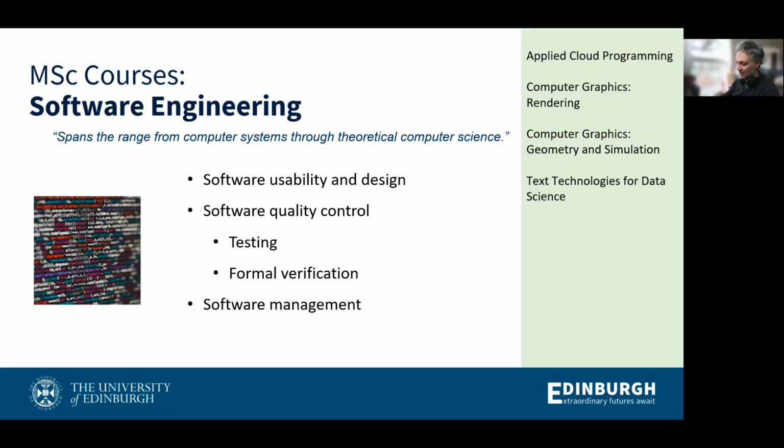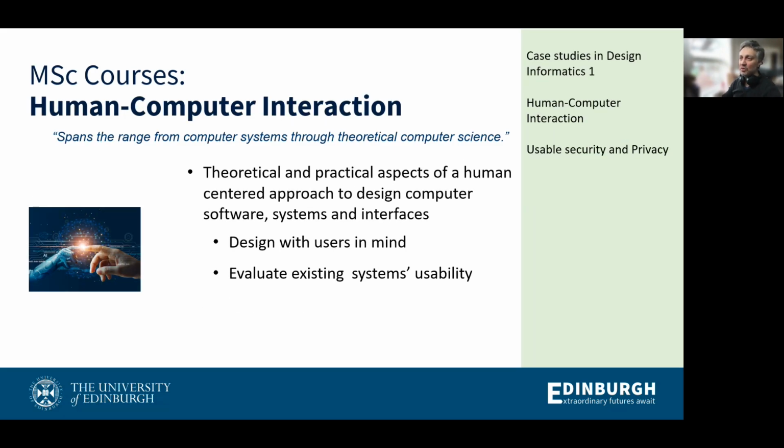So how do we, for example, implement this software, not just by ourselves, but also in a group, like with Git. So for this type of courses, we have applied cloud programming, computer graphics rendering, computer graphics geometry and simulation, and text technologies for data science. The listed courses are not all specifically about software engineering, but there are significant programming or development components, so they could be relevant for students that want to practice their software engineering skills.